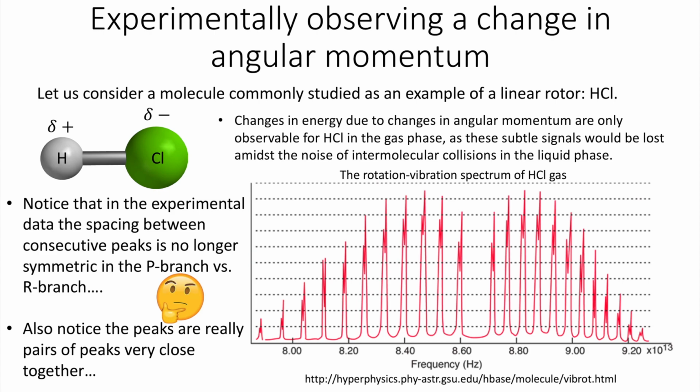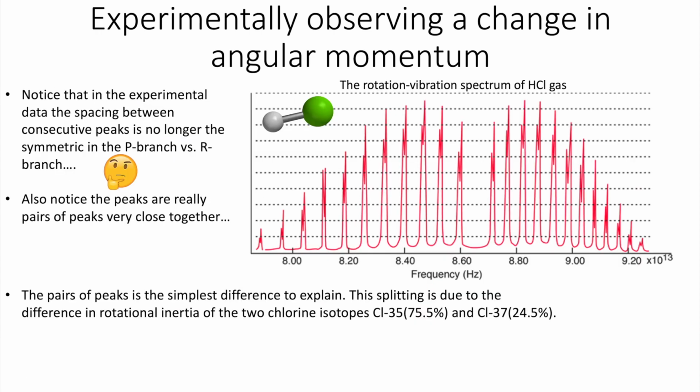So can we explain these things? That's the whole point here. We're trying to understand what the molecule is doing based on what the spectrum is showing us. Let's start with the pairs of peaks, because that's the simplest to explain. Basically, this splitting is due to the difference in rotational inertia due to the two chlorine isotopes. So you can have chlorine-35, the abundance of that is about 75.5%, and then there's chlorine-37, the heavier isotope, that is 24.5% abundance. So, if you look at these peaks, these numbers actually make a lot of sense.